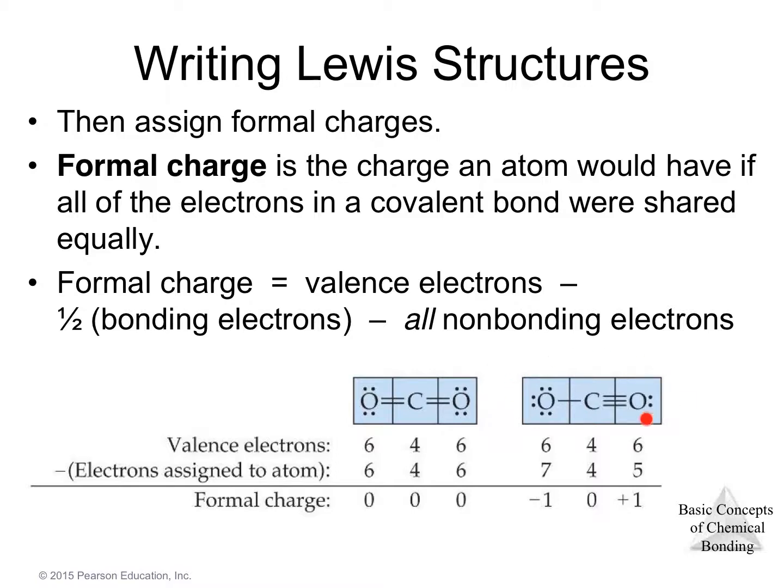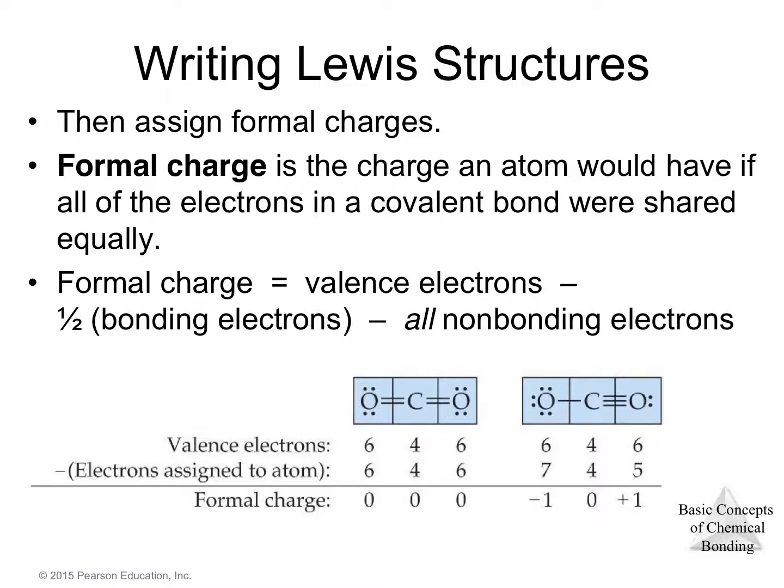You could also draw carbon dioxide like this, where you have a single bond on one side and a triple bond on the other side. This still meets all of the requirements. It's got the correct number of electrons drawn, and each one of the atoms has a complete octet. This oxygen has 2, 4, 6, 8, carbon has 2, 4, 6, 8, and this oxygen has 2, 4, 6, 8. So these are both Lewis structures that are correctly drawn.